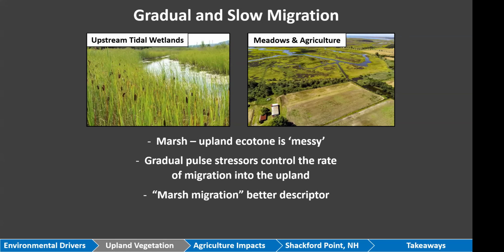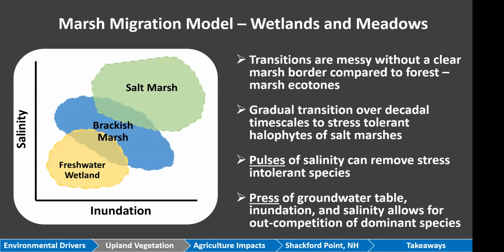What really controls the rate of migration is these gradual, I should say gradual press stressors. So things like sea level rise, general flooding, and general salinity. And I would say marsh migration is probably the best descriptor for this. This is actually the marsh moving into an area and eventually kicking out the upland habitat community. And so what it looks like is there's just a messy transition.